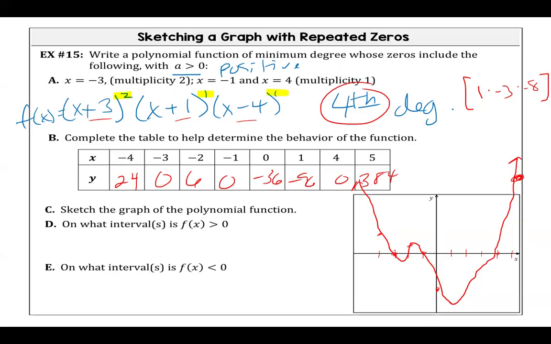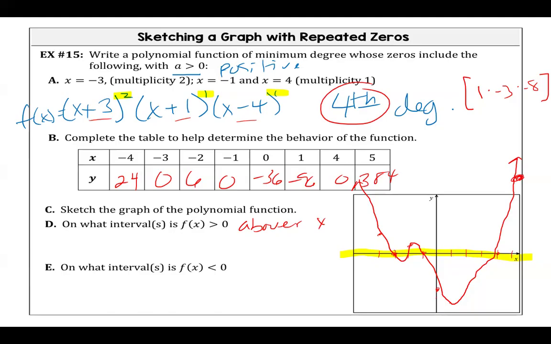So now it says, on what interval is f of x greater than 0? When you're referring to f of x being greater than or less than 0, you are looking at the x-axis and you're saying, when am I above and below that x-axis? That's all that is asking you. There's nothing else to it. So when you see f of x is greater than 0, it's asking you, when are you above the x-axis?